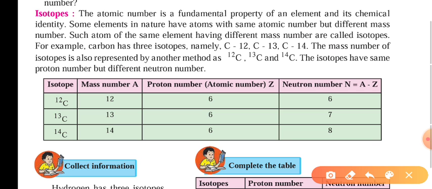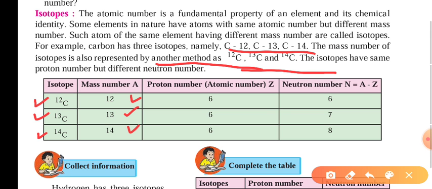The example they have taken here is carbon. Why this is happening is because of the difference in the number of neutrons they contain in their nucleus. The mass number of the isotopes is also represented by another method, where we write it as a superscript. So here you can see carbon C-12, C-13, C-14. Three different kinds of carbon atoms are possible, and 12, 13, 14 are their mass numbers. No doubt their atomic number is the same. You can see here the atomic number is the same, that is 6, only the mass number is different.